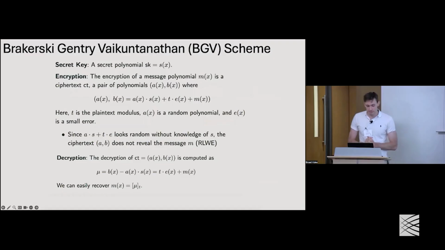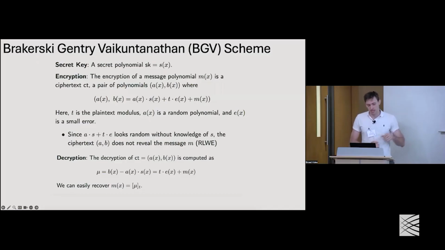Now, under this scheme, this pair of polynomials, this a and b, is going to look random if you don't have the knowledge of the secret key. So under RLWE, our message is hidden, even if we share this ciphertext with the rest of the world. And decryption is quite simple. If you have the secret key, you can just multiply that by a, and then do b minus a times s, and you get back your original message.